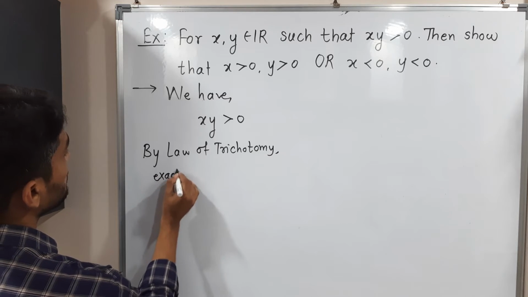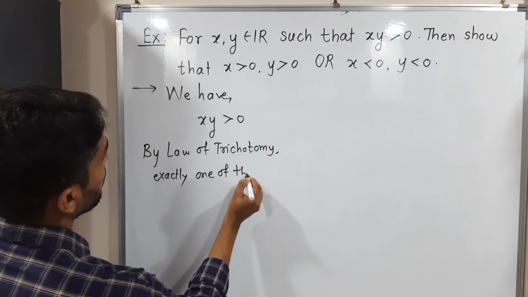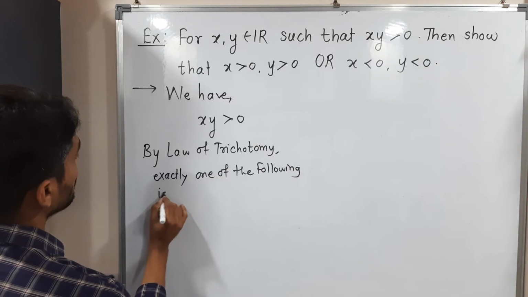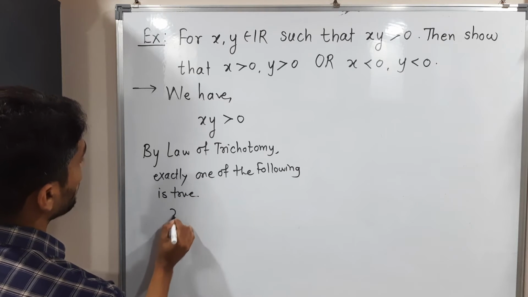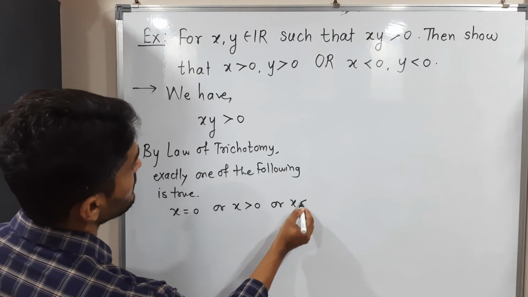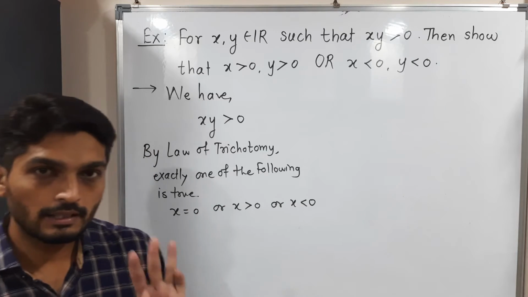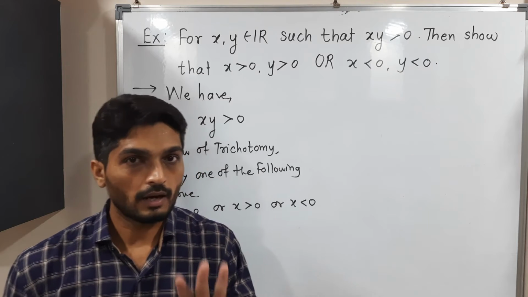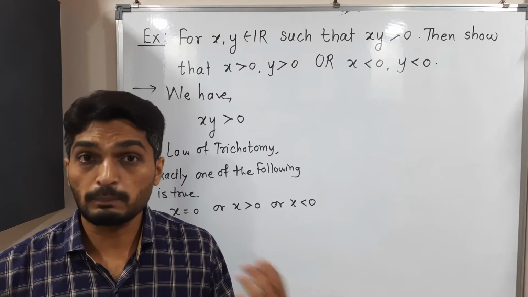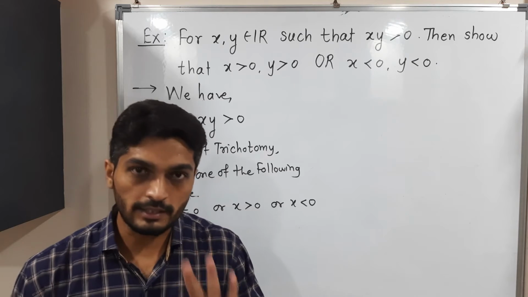Exactly one of the following is true. That means x is equal to 0 or x is greater than 0 or x is less than 0. So if you have any real number x, the law of trichotomy says there are only 3 possibilities, and out of these 3 only one will be true. That means either the number will be 0 or positive or negative. So here also I am going to discuss 3 different cases.